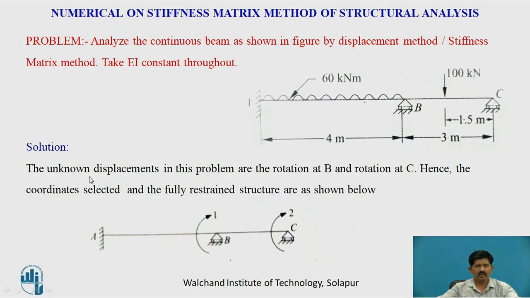Now the unknown displacements in this problem are the rotation at B and the rotation at C, that is the degrees of freedom. Here rotation is allowed and here also rotation is allowed. So we have 2 degrees of freedom, which we will name as 1 and 2. First we have to fully restrain these members. So to fully restrain the member, we will apply fixed supports at B and C.